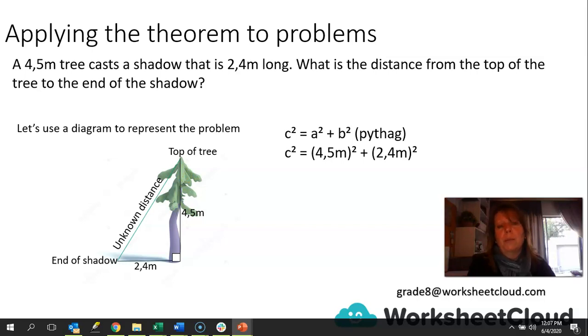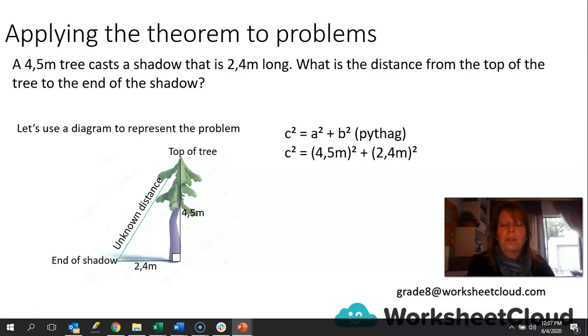Remember, the reason that I'm putting it in brackets is so that it's not just the meters that are squared, but it's the number as well. It's the actual measurement that is squared. Okay, so again, guys, use your calculator to work out 4,5 times 4,5.